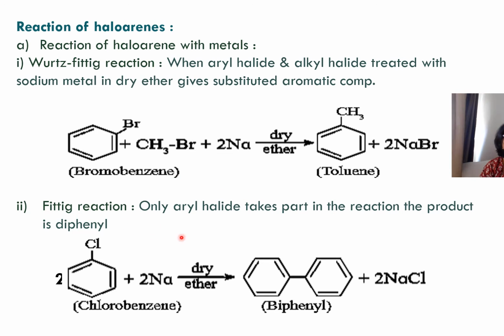Only aryl halide takes part in the reaction. Reaction is similar. So when aryl halide is treated with sodium in the presence of dry ether, we get biphenyl. Okay, we get biphenyl, and sodium chloride is given out as a side product. Clear? So when only aromatic halide, aryl halide, is reacted with sodium in the presence of dry ether, you get biphenyl. Right?